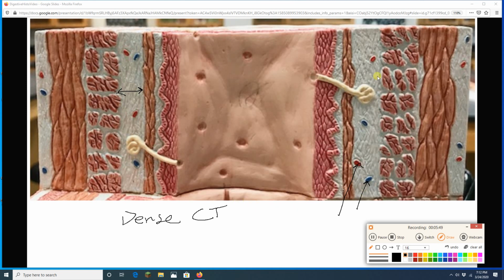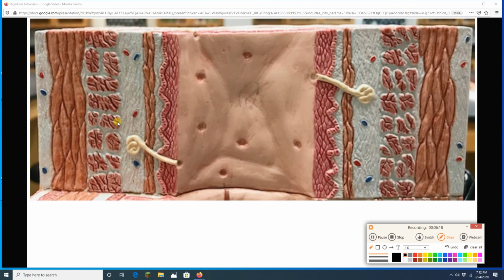Now, in this case, what we see also are these glands. These are submucosal mucus glands, which secrete mucus. The mucus goes up through this duct and out into the lumen. We see other openings for mucus glands as well. So that is our submucosa.